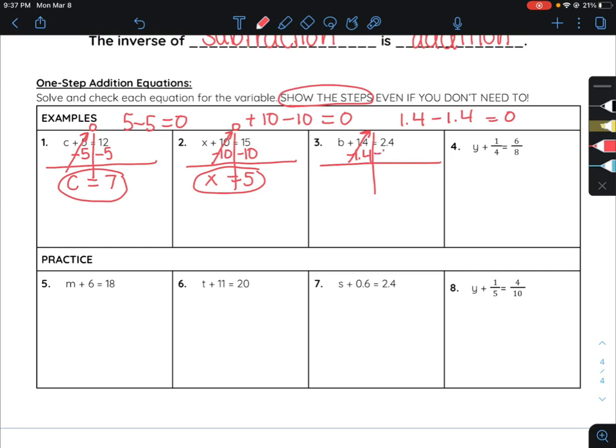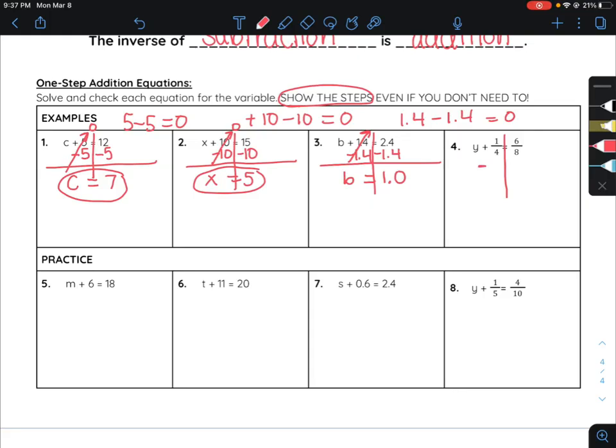Now, if you do it on one side, you have to do it on the other. Line it up. B on the left side and 1.0 on the right side. So it works exactly the same with decimals and fractions. Draw your line down. Look for the variable. It's y. It's being added to 1/4.